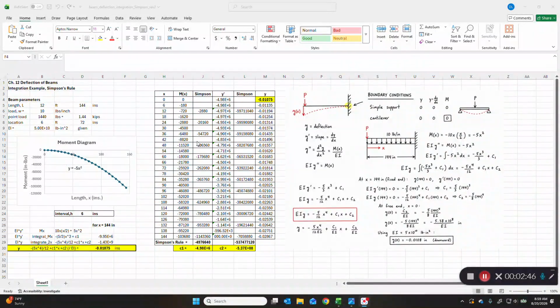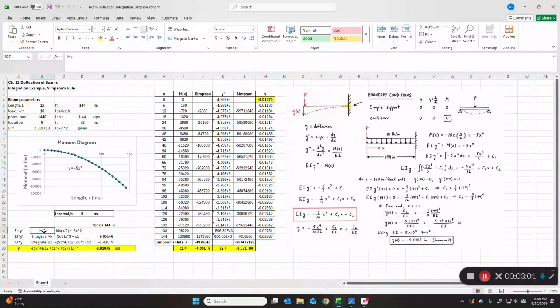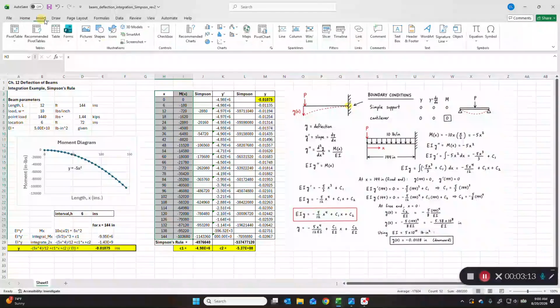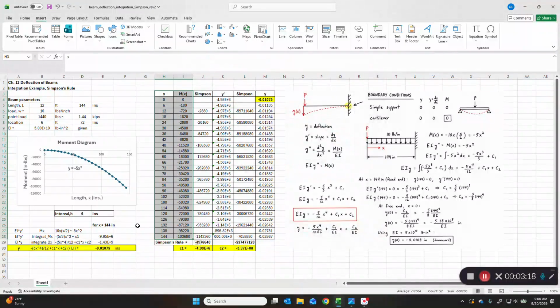Okay, so then we want to do Simpson's rule. Well, we have to integrate twice, as you can see here, in order to find the deflection y. So first, if we look down here in the lower right, EI times y double prime is the moment. So that function then is minus 5x squared, which we've already shown you. This is basically by plotting x versus M of x. And we're just going to insert recommended charts here, and you can see that's what it looks like. So we've already plotted it, and we have negative because the beam's bending downward.